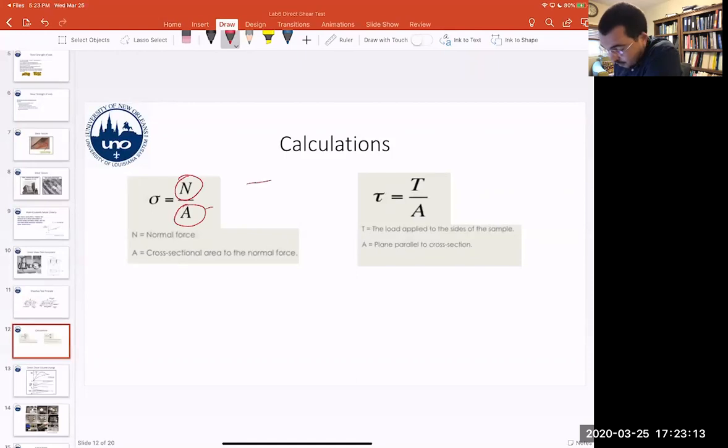So in our case, we have a box, we have the length, the width, and the height of the box, and we need the area in this calculation, so we'll have that. And we know what normal stress we are applying. For the shear, we have the load applied to the side of the shear box, or to one part of the shear box. One is the top, and this one is the one that stays stationary. And from that, we can calculate the shear strength. And this is the area parallel to the cross section where that side shear force is being applied.